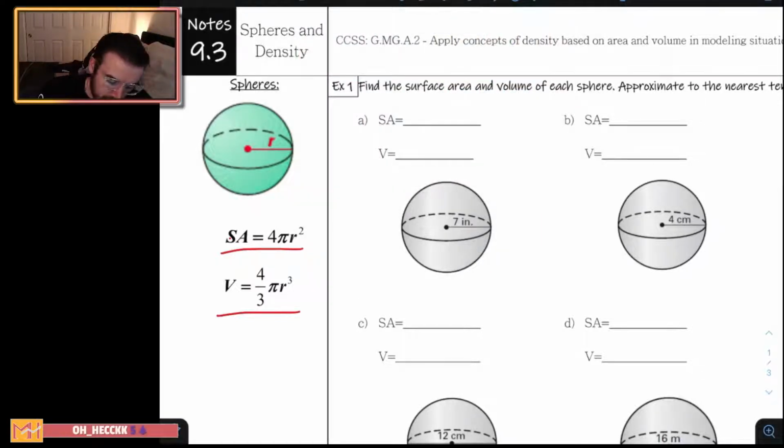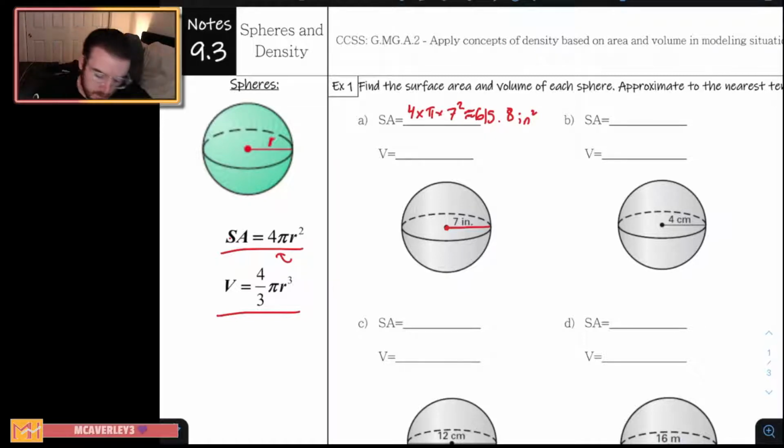So surface area is 4 pi r squared. So I see that the radius of our sphere is 7. So this is going to be 4 times pi times 7 squared, which equals, I'm just going to plug that straight into a calculator because why not, right? So bring up a calculator on my end, and we've got 4 times pi. 7 squared is 49, so 4 times pi times 49 gives me 615.8. And because this is surface area, that's going to be inches squared.